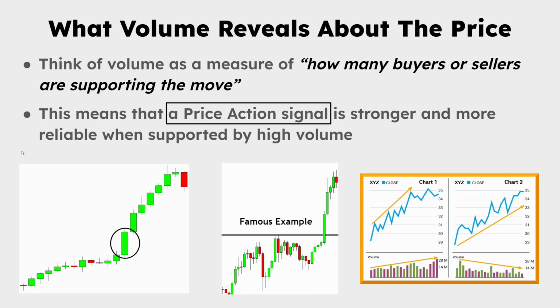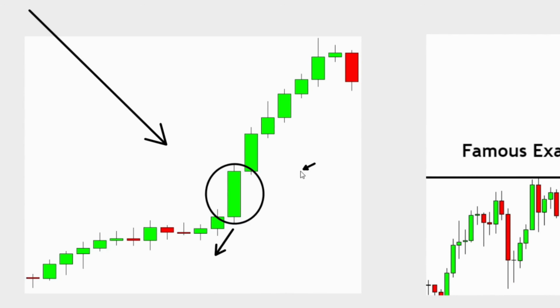So for example, let's take a look at the chart to the left here. This was an example of a price action signal we talked about earlier in the course. But now I want you guys to imagine that we have two different scenarios with this price action signal. In one scenario, during this candle right here, we have a very small volume bar. And in the other scenario, we have a very large volume bar. We can imagine that during the large volume bar, we had 100,000 volume, but during the small volume bar, we only had 100 volume.